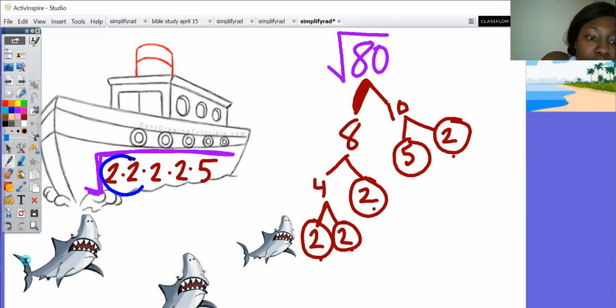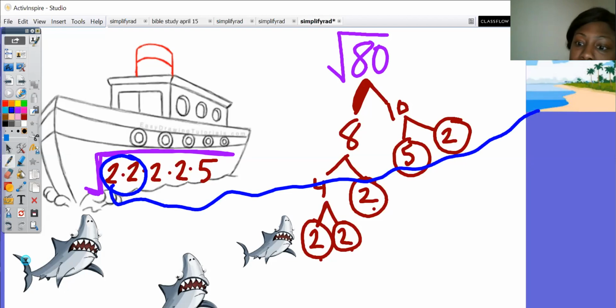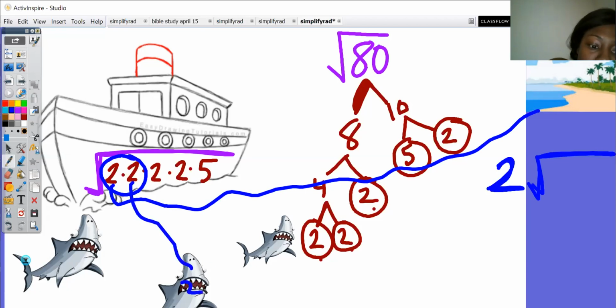These 2 2s, remember, has to be the same number and only 2 at a time. One of them will swim to get to the island. So that's the one I write on the outside of the radical. However, the other 2 got ate by a shark. He's gone, sorry.